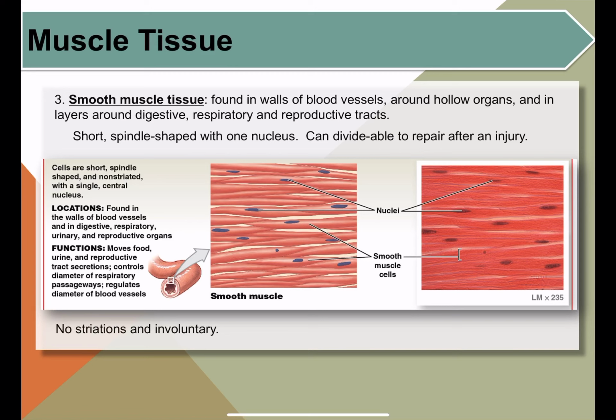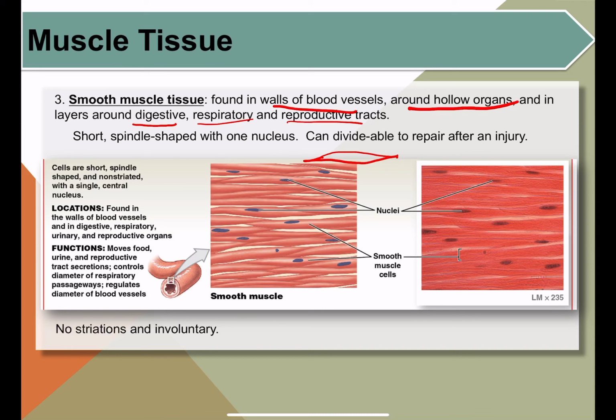The third specific kind of muscle tissue is smooth muscle tissue, which is found in walls of blood vessels, around hollow organs, and in layers around digestive, respiratory, and reproductive tracts. Characteristics-wise, looking at physical features, they are short and spindle shaped. Kind of like those squamous cells I was talking about, how I said they're kind of shaped like scales. So that's what smooth muscle tissue cells look like.